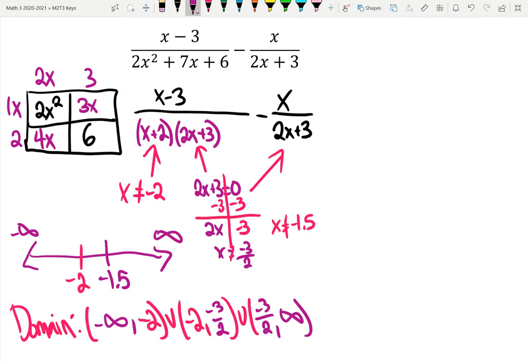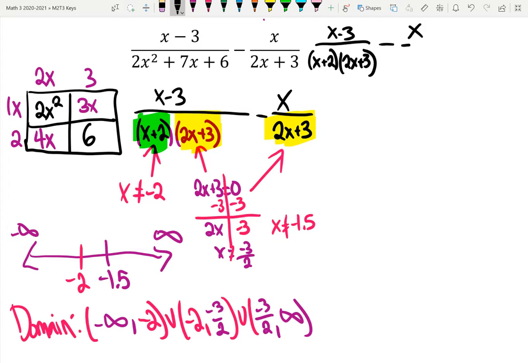With that being said, now I can go around and get to the business of finding a common denominator. So I see that 2x plus 3 is similar. I see that x plus 2 is missing from this right term. So I'm actually going to just rewrite this guy on the left, exactly as is. I already did the work of factoring it. Minus x over 2x plus 3. And I'm going to multiply both of them by x plus 2.